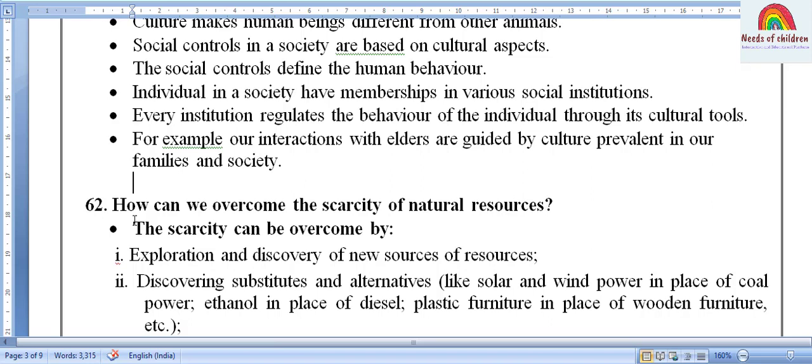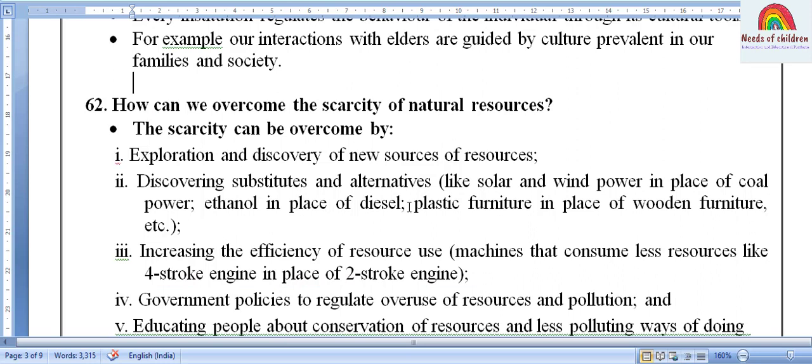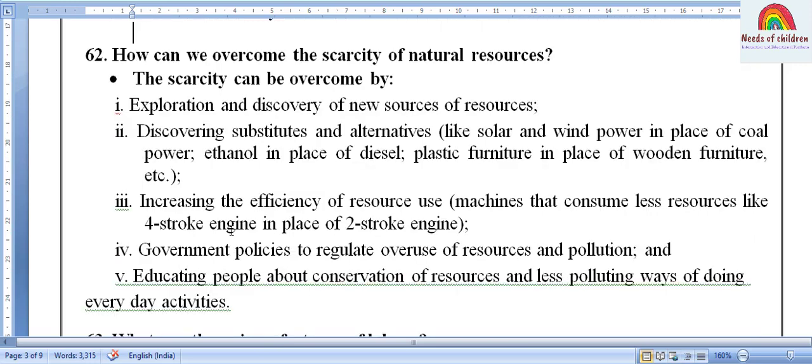So here is the next question, dear friends. How can we overcome the scarcity of natural resources? So this is the question from 9th standard economics, natural resources. Answer for this question: the scarcity can be overcome by exploration and discovery of new sources of resources, discovering substitutes and alternatives like solar and wind power in place of coal power, ethanol in place of diesel, plastic furniture in place of wooden furniture, etc.